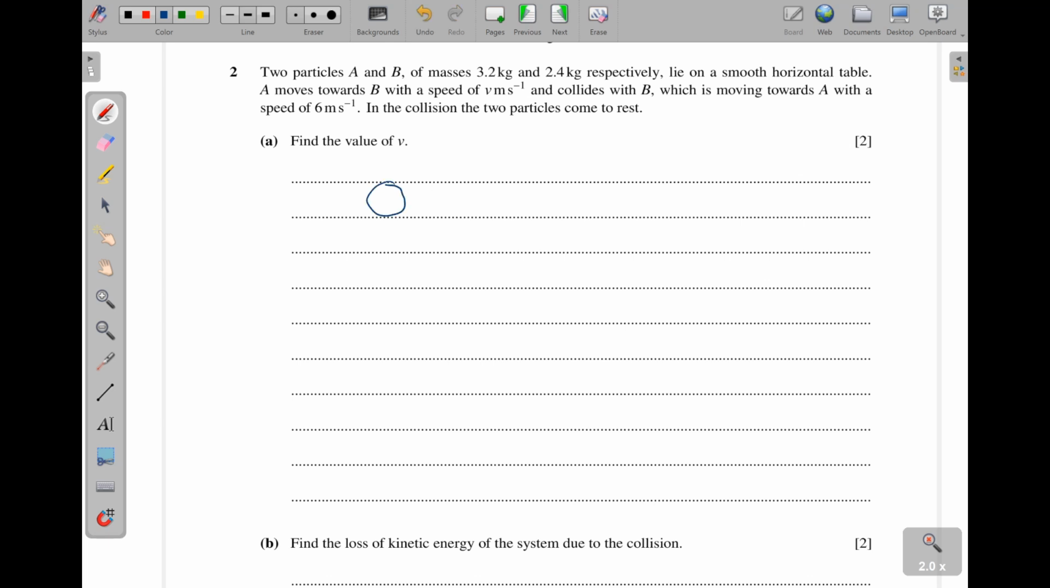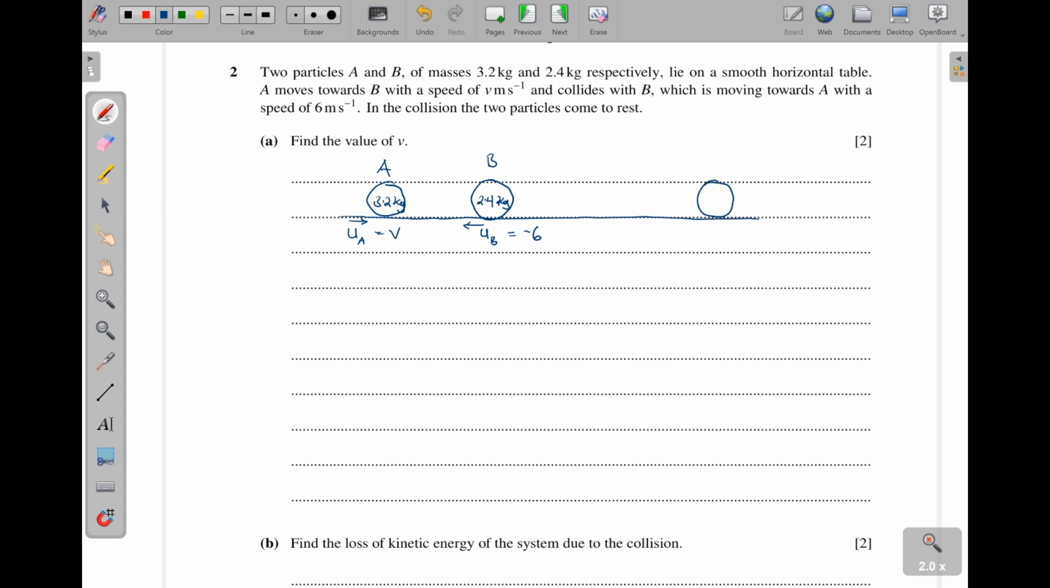Okay. Now, we are going to use the principle of conservation of momentum. I have these particles here. This is particle A. I have particle B here before collision. So this is 2.4 kilograms. This is 3.2 kilograms. So U of A is going forward and its initial speed is V. Then U of B is going towards A and its initial speed is 6. So that means the velocity is going to be negative 6, because for momentum, we use mass times velocity, not speed. So the direction is very important in this case.